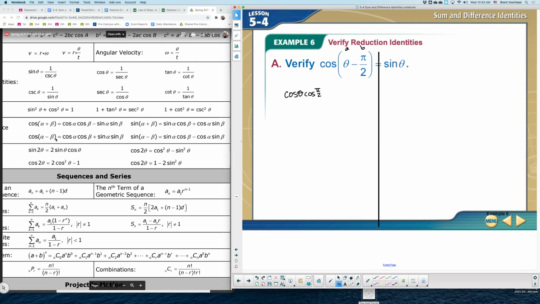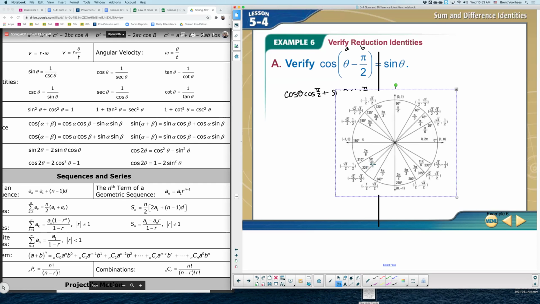And with cosine's formula, and notice the sign changes. So it would be the sine of theta times the sine of pi over 2. Okay, now I can substitute some of these values. Let me take a formula chart value.